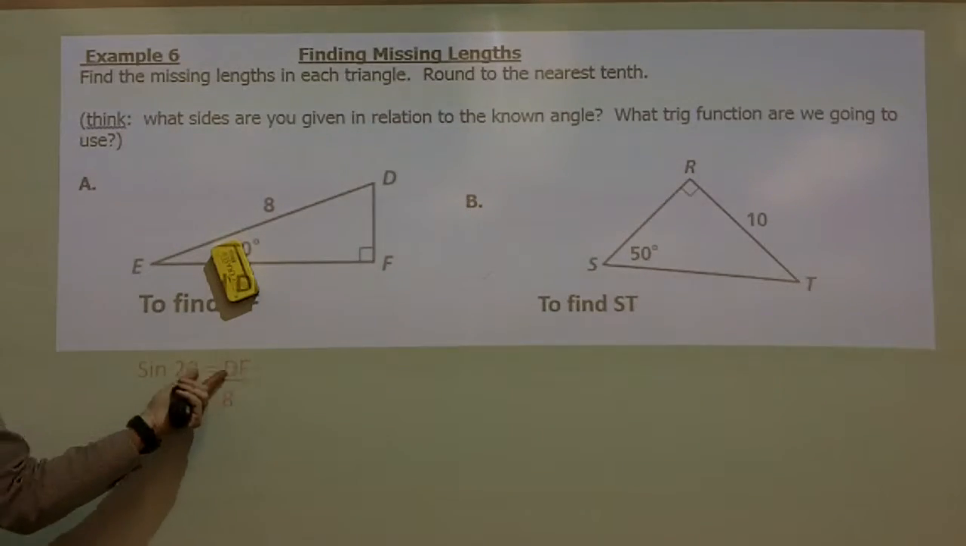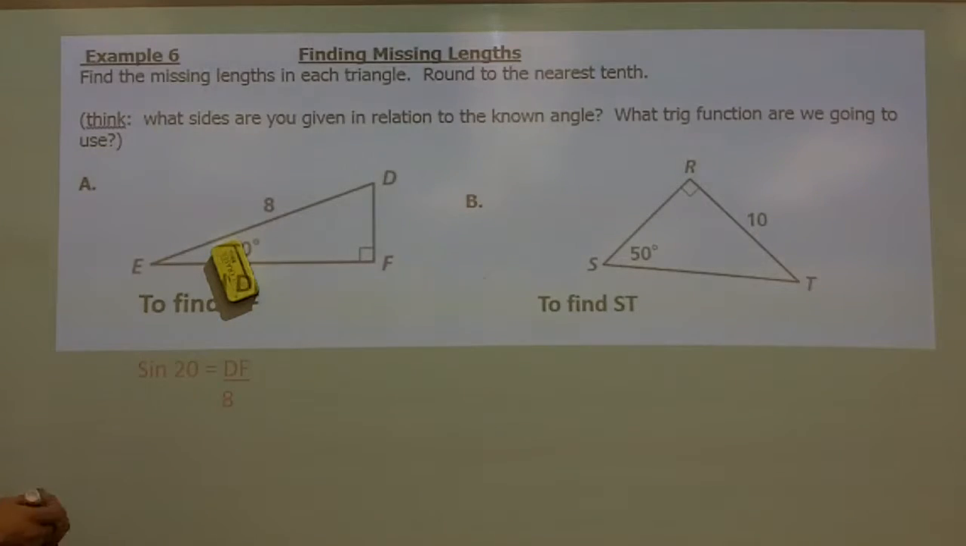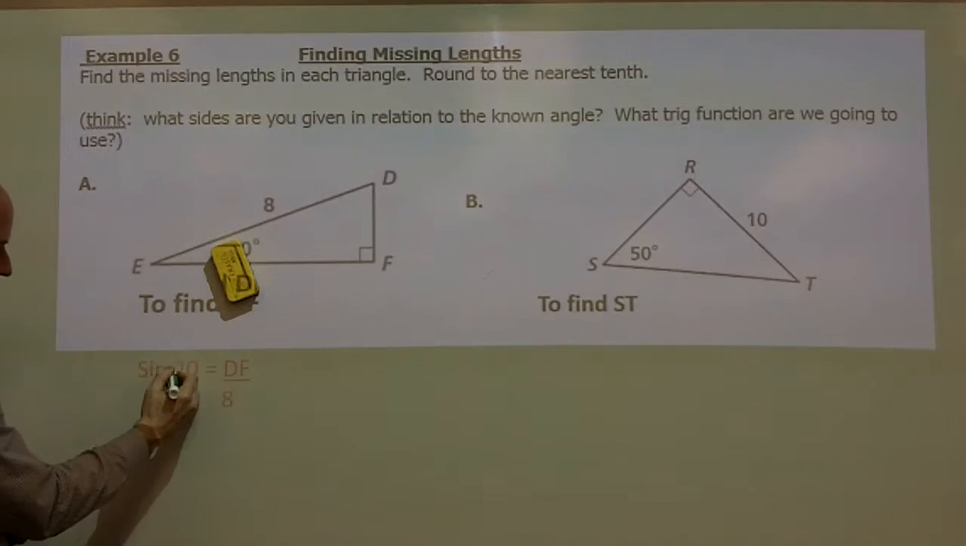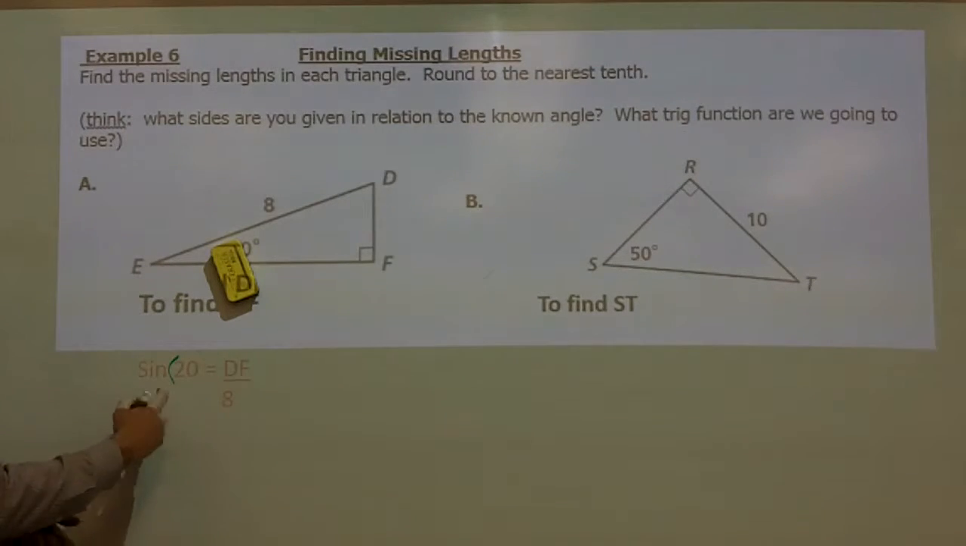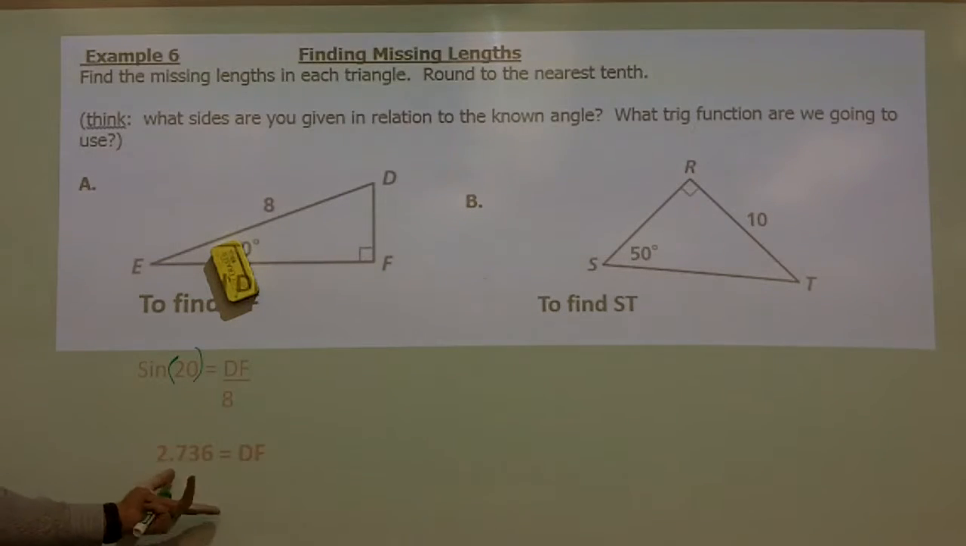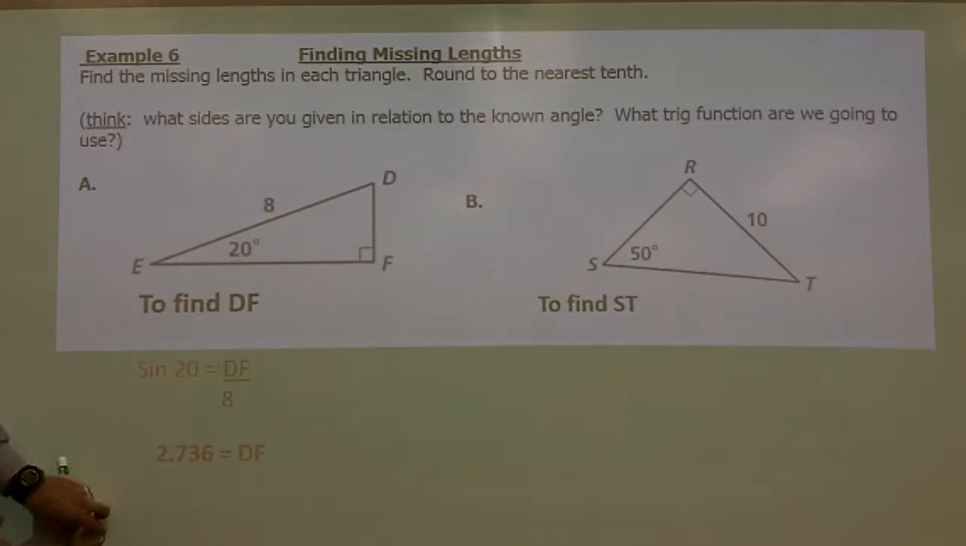Because the variable is on top, we're going to cross multiply. For most calculators, when you type in sine of 20, you're going to have only one parenthesis, and we want to make sure that we close that parenthesis off. So we hit sine of 20, times 8, and you're going to get the answer to be 2.736, which we can just call 2.7, and that would be the missing length for that side.